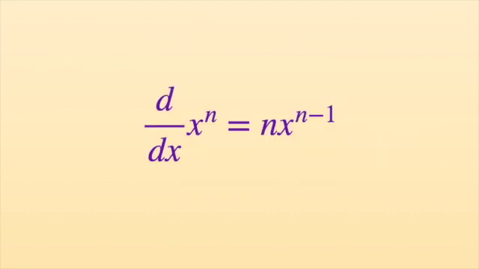So this is our power rule for derivatives. Whenever I have x raised to some integer power, I can find the derivative by multiplying x by that power and then lowering the power by 1. So the derivative of x cubed would be 3x squared. The derivative of x to the 7th power would be 7x to the 6th power, and so on.